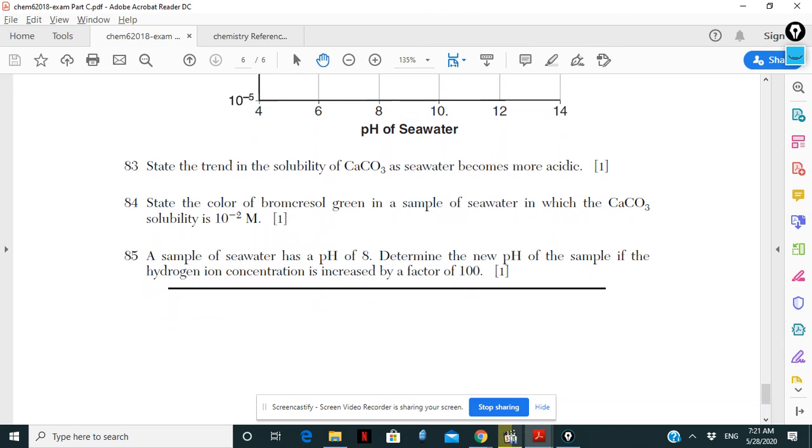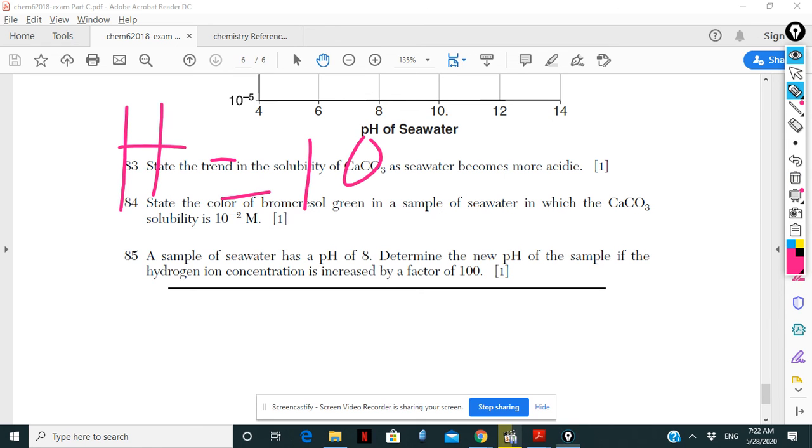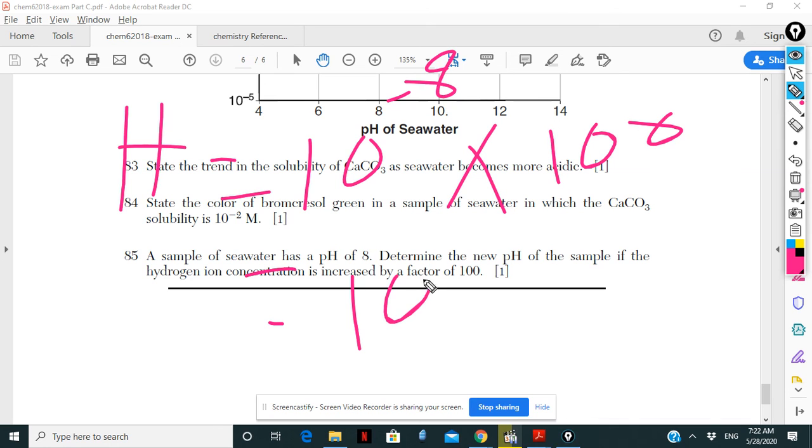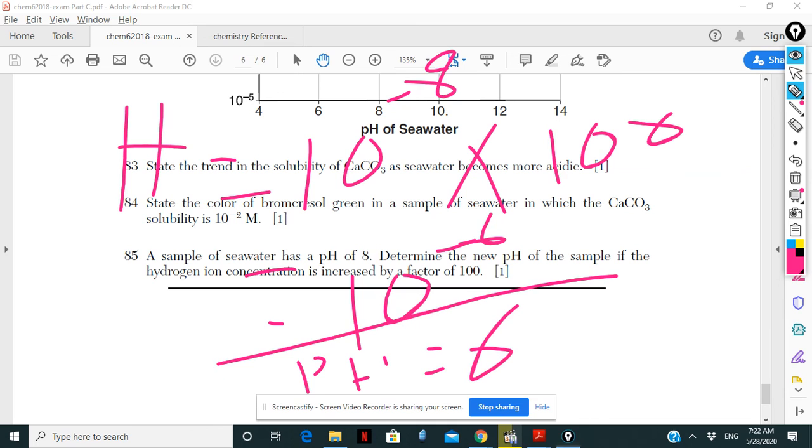The last question: a sample of seawater has a pH. Determine the new pH if the hydrogen concentration increased 100 times. So the hydrogen concentration is 10 to the power negative 8. Now when I'm multiplying by 100, it's going to be 10 to the power negative 6. The pH is the negative log of the concentration, so it's going to be 6.